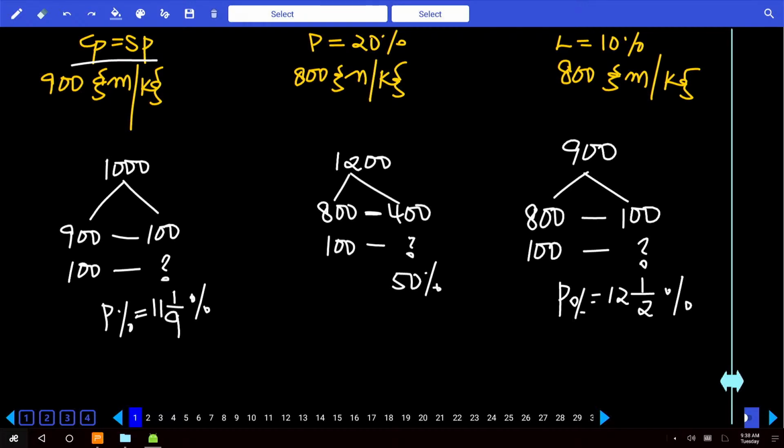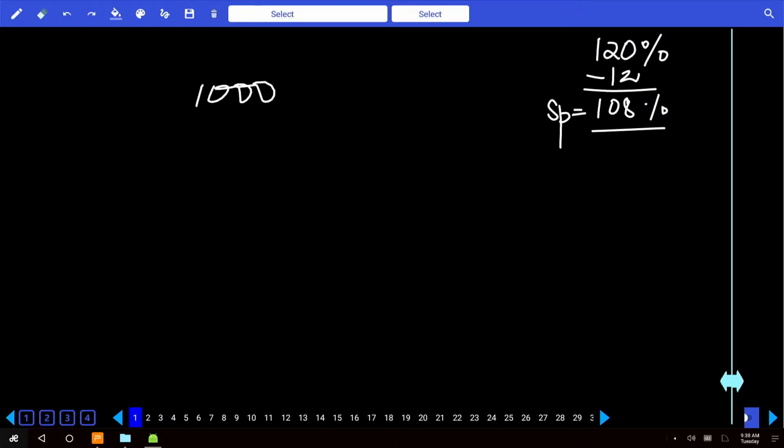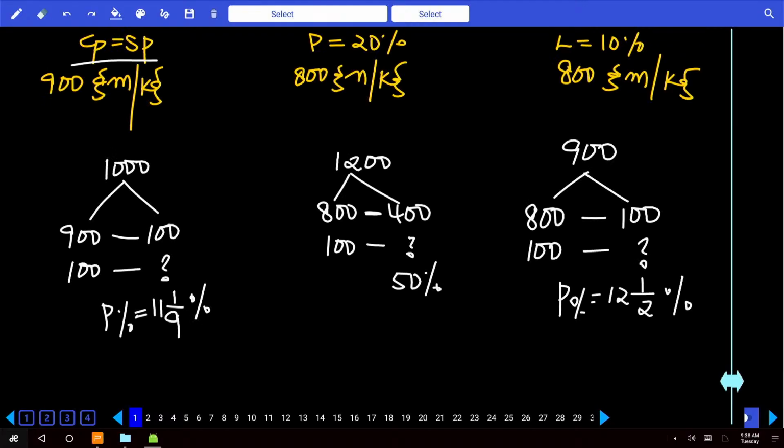Clearly explained, 3 different cases. Now, continuing this: you can see he is selling it at 108%. Will he get profit, loss, or no profit no loss? Profit. This is what we discussed. What is the first case? Cost price and selling price same. What is the second case? Profit percent. What is the third case? Loss. How many cases are there?